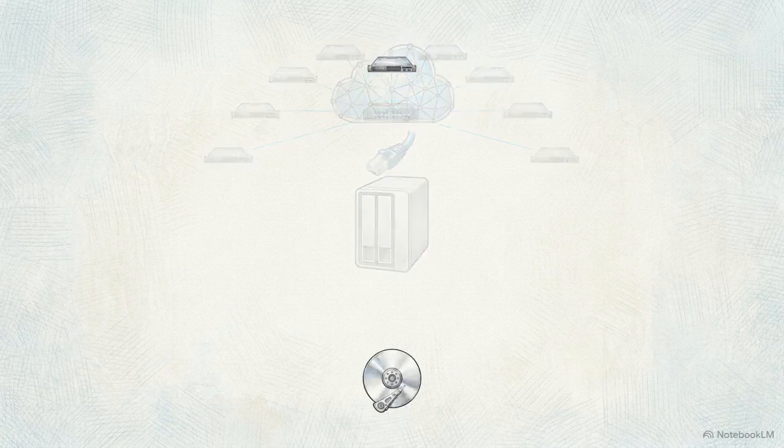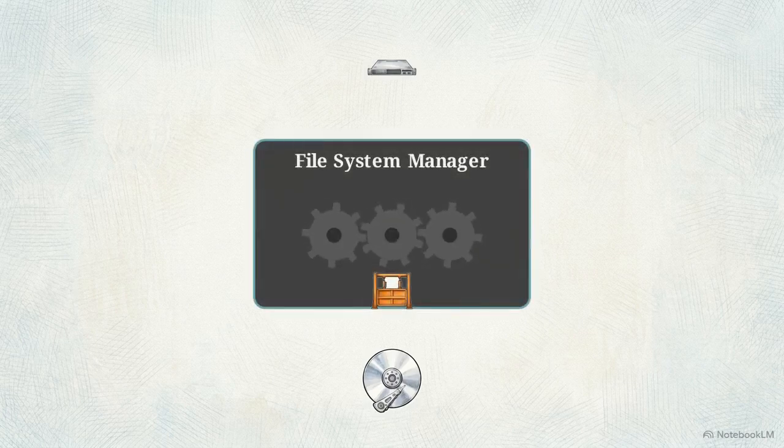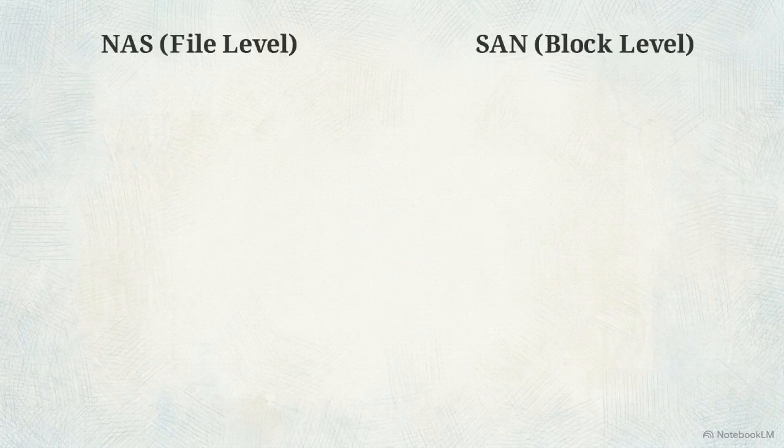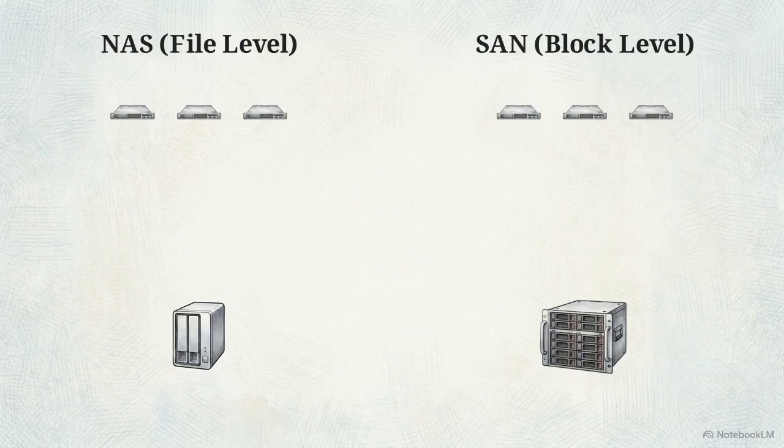But NAS systems operate at the abstract file level, using protocols like NFS. Every request must be translated through a file system manager before it hits the disks. In an enterprise database running millions of transactions, that software translation layer becomes a severe bottleneck. High-performance environments bypass this entirely by implementing a Storage Area Network, or SAN.